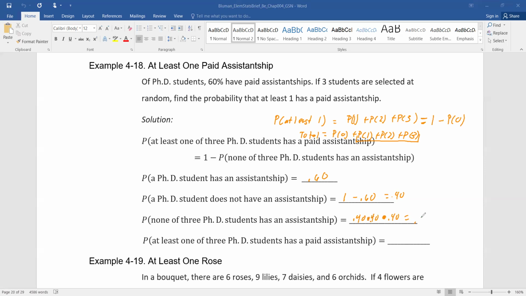we get 0.064. So to have at least one, we can do one minus none of them being paid, which comes out to about 0.936. So we have a 93.6% chance that at least one of the three students we select will have a paid assistantship. All right, let's look at one more.